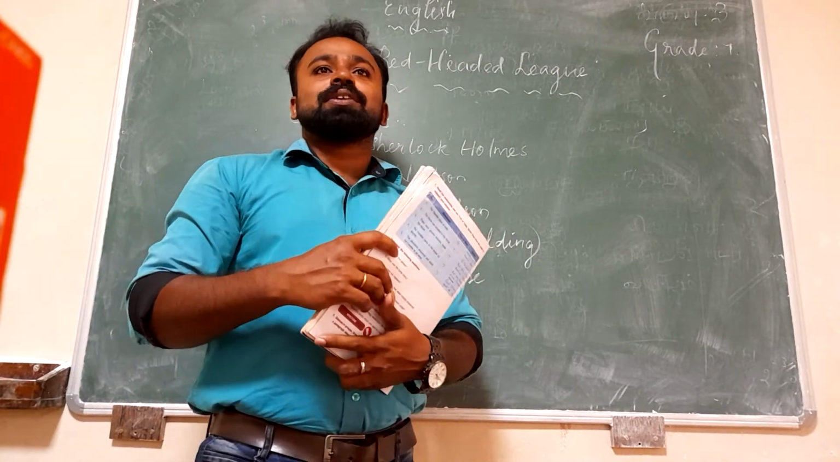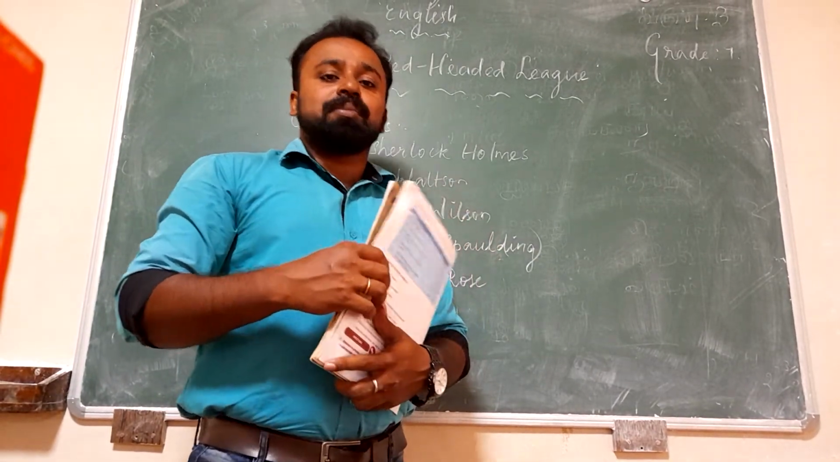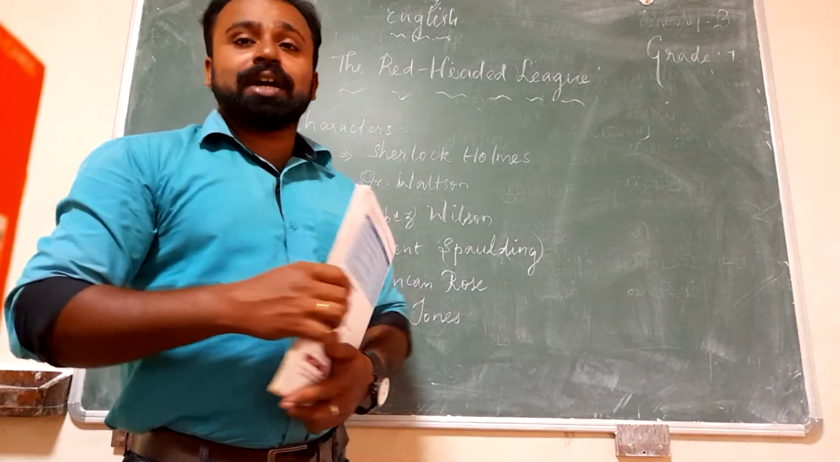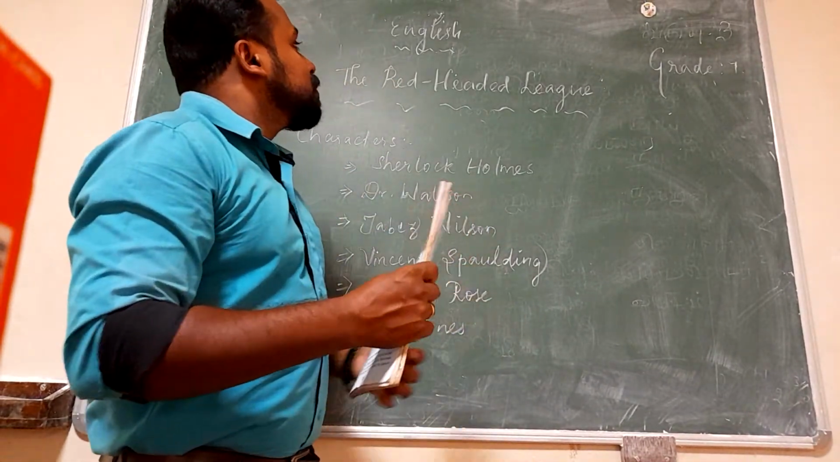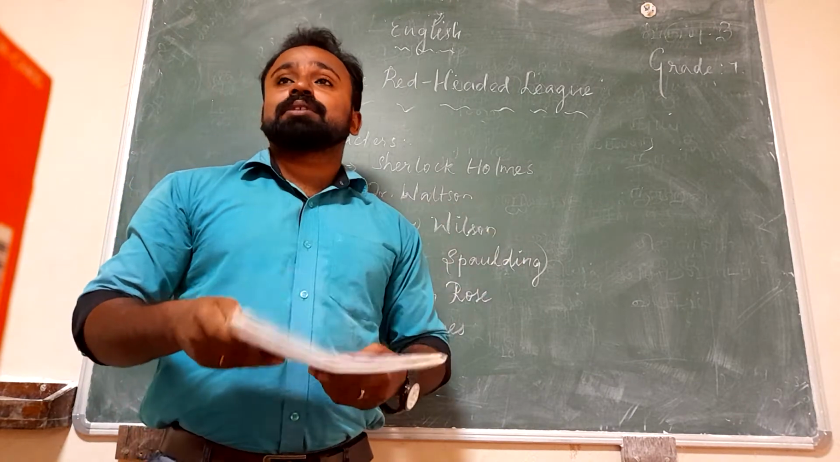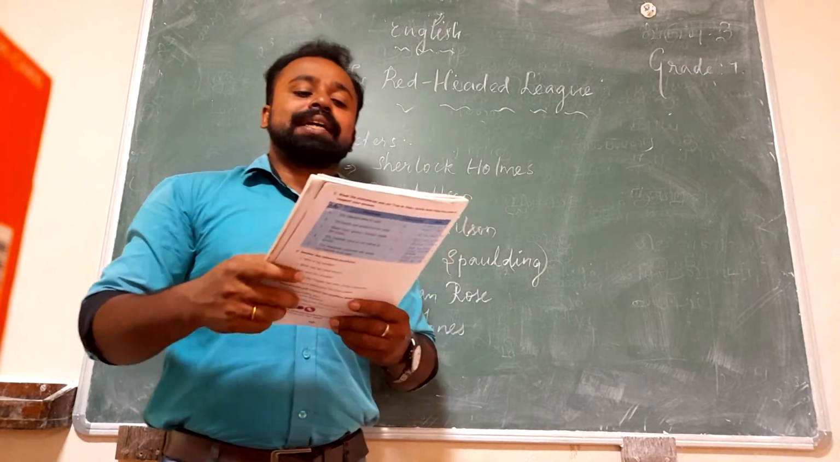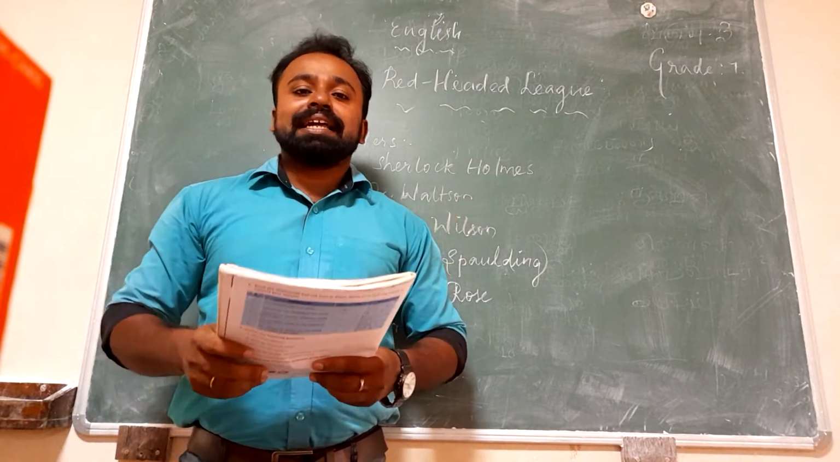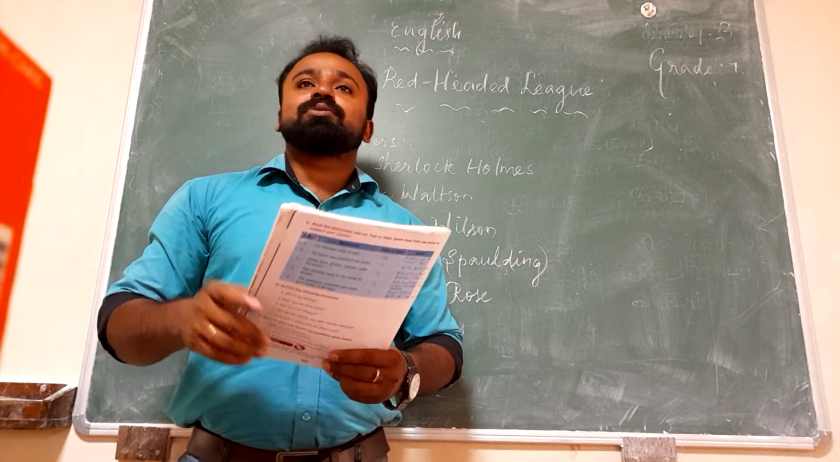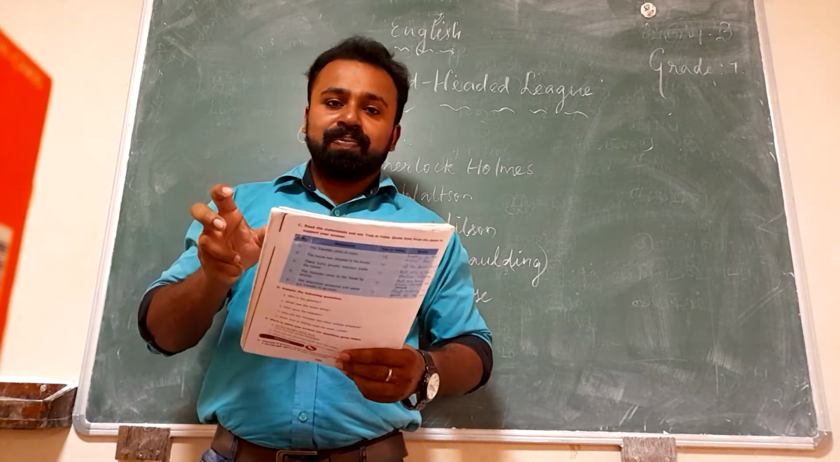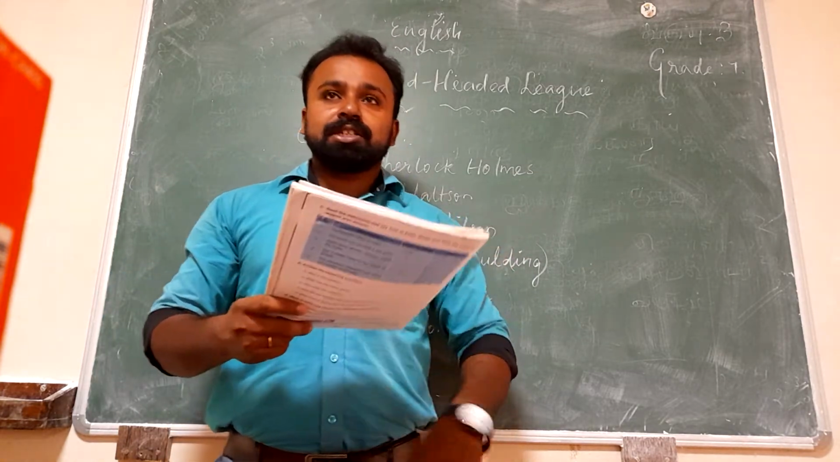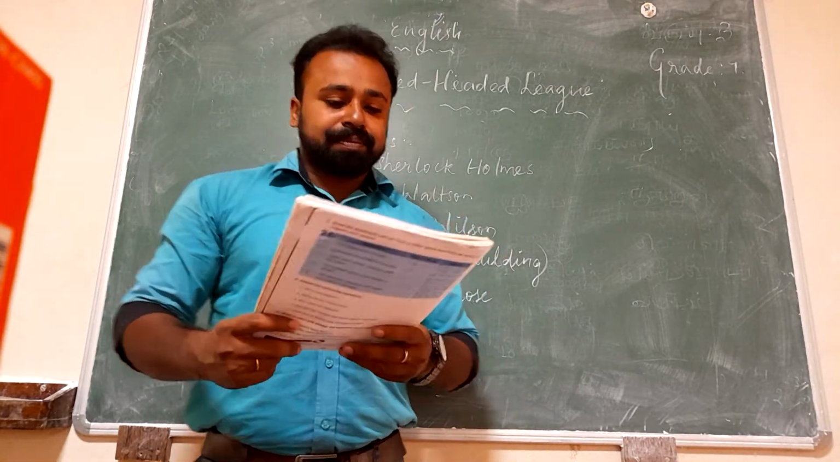Unit 2 supplementary. Already we learned the first prose poem, which means that is complete. Now we are going to learn the supplementary portion. The topic is The Red-Headed League. That is the title. One of the titles is given by some of the people. Page number 129.